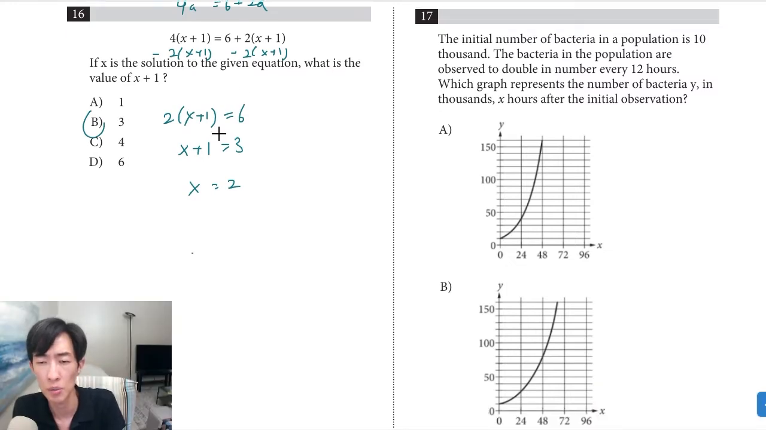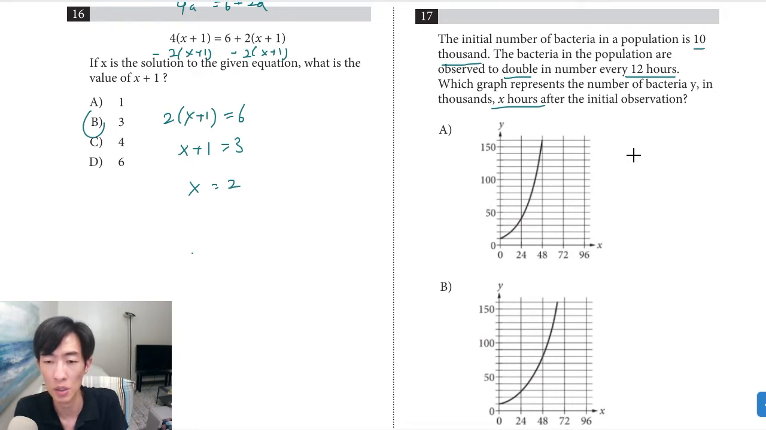Question 17, the initial number of bacteria in a population is 10,000. The bacteria in a population are observed to double every 12 hours. Which graph represents the number of bacteria, in thousands, x hours after the initial observation? So notice all these graphs are increasing exponentials. They are pretty precise because they map out the numbers.